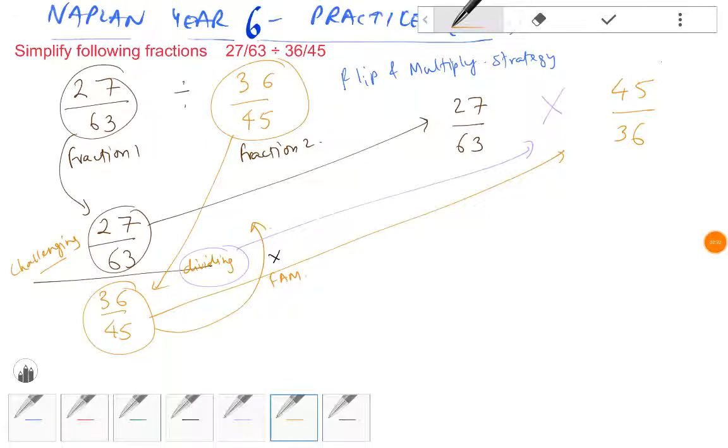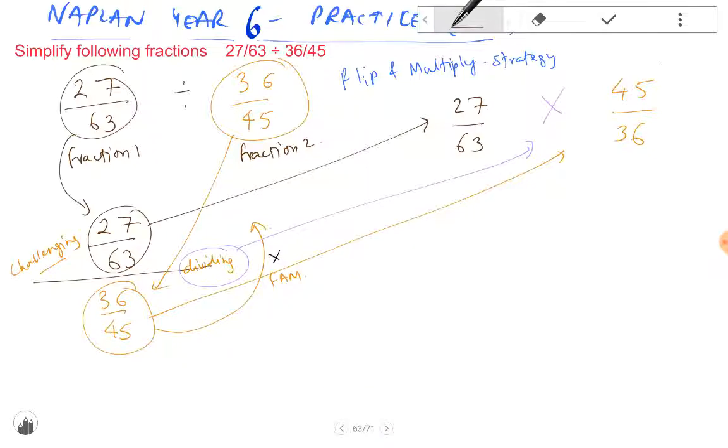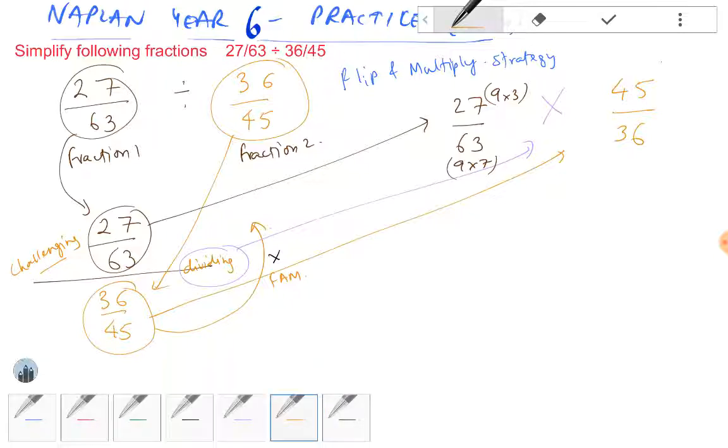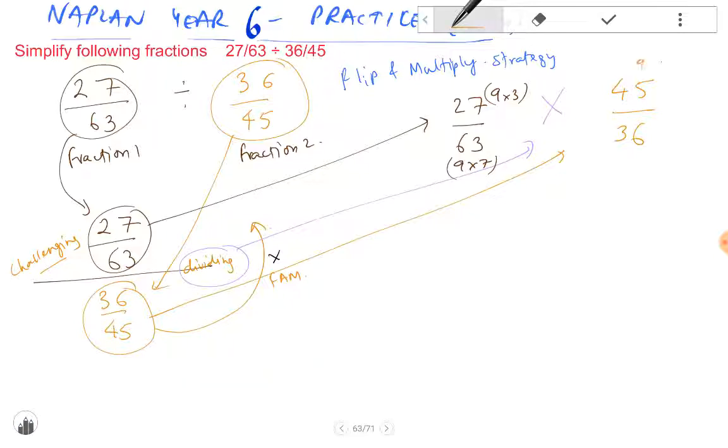So now let's simplify this. So we know 27 can be simplified as 9 times 3. 63 can be simplified as 9 times 7. 45 can be simplified as 9 times 5. 36 can be simplified as 9 times 4.